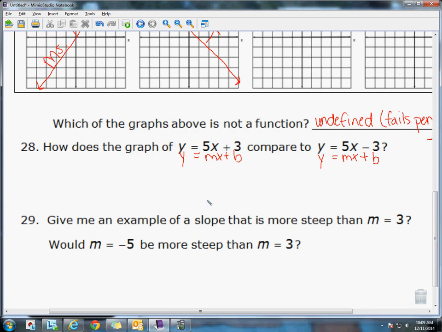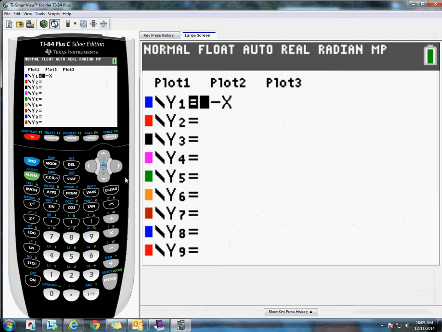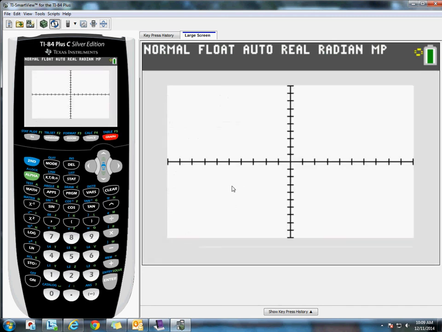So what we can do is put both of these equations in our calculator and y equals. So we have 5x plus 3 and then 5x minus 3. So I'm going to hit my graph. So the blue line is my first equation with the plus 3, and you can see because it crosses the y-axis at positive 3. This red line is my second equation. Okay, then you can see it crosses here. My y-intercept is a negative 3.